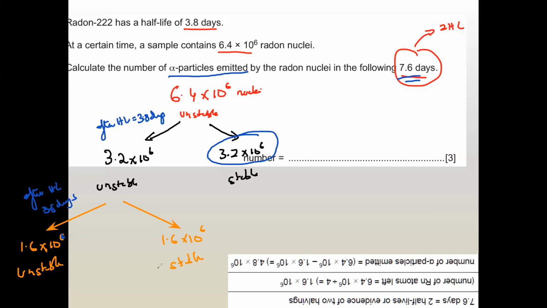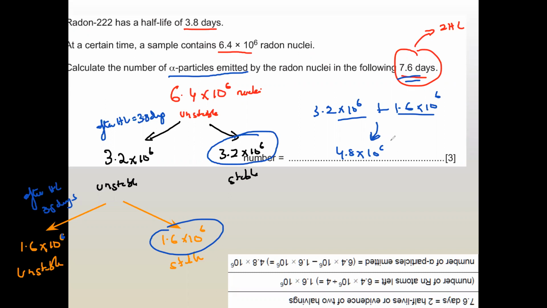So 3.2 into 10 to the power 6 here and 1.6 into 10 to the power 6. The total number which already emitted the alpha particle is when we add these two numbers. First 3.2 is emitted out and then 1.6 is emitted out. So the total number of alpha particles, or the stable nuclei, equals 4.8 into 10 to the power 6, the number of atoms which became stable. Unstable ones continue to emit radiation, but stable ones emitted the radiation and became stable.